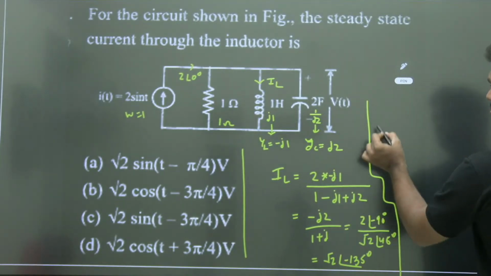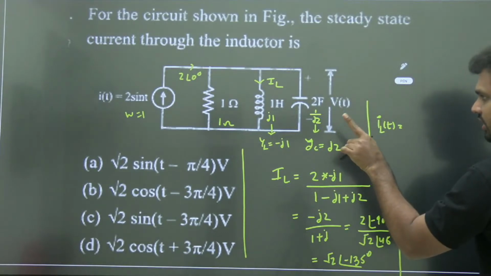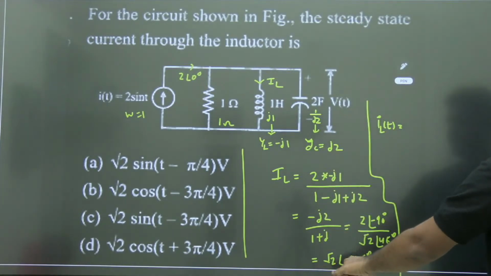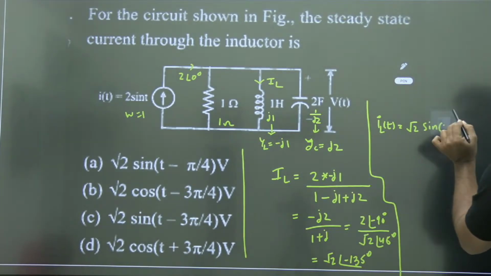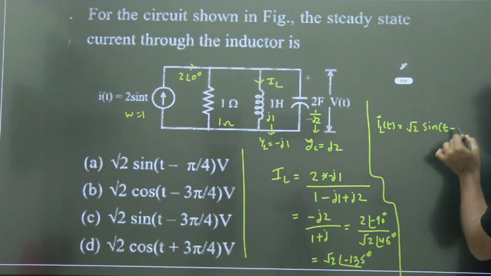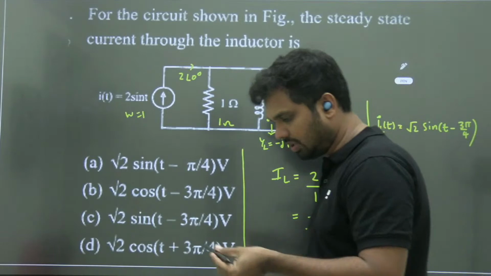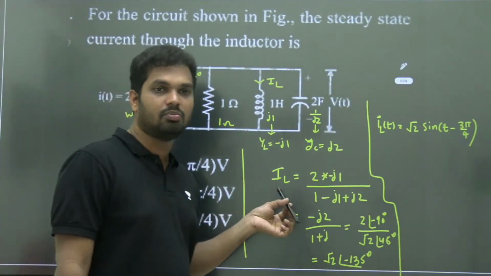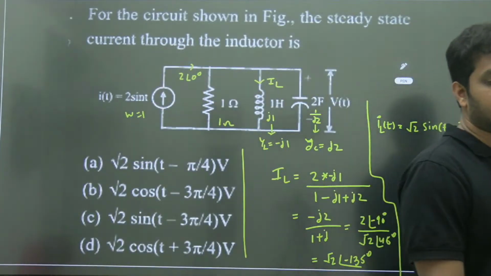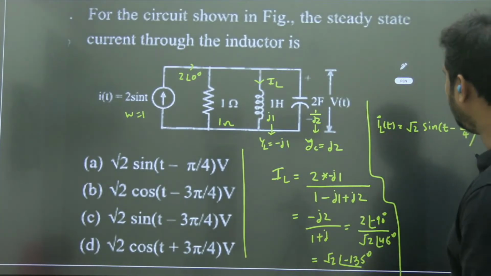So what is your IL of t? I took sine as my reference and used the maximum value in the representation. So sine omega t, omega is 1, minus 135 degrees, that is 3 pi by 4. The current division principle can be applied directly when the admittance is available: total current times that particular admittance by overall admittance gives the answer. So IL of t equals root 2 sine of t minus 3 pi by 4.